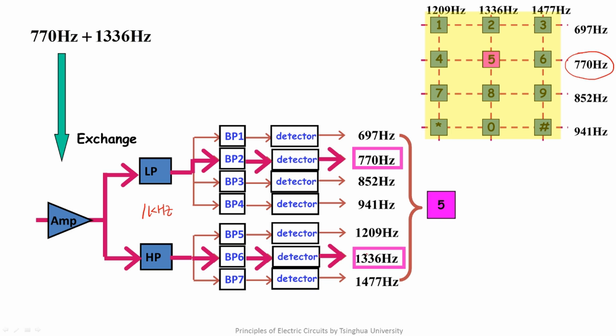Why do we want to do that? You can find that by using this way, we only need to produce 7 frequencies for transmission and detection. But if we give a frequency for each key, it requires 12 frequencies. In this way, we can save the cost and improve the reliability. Seeing from these 2 examples, filters have a lot of practical applications. Well, this is the end of this lecture.